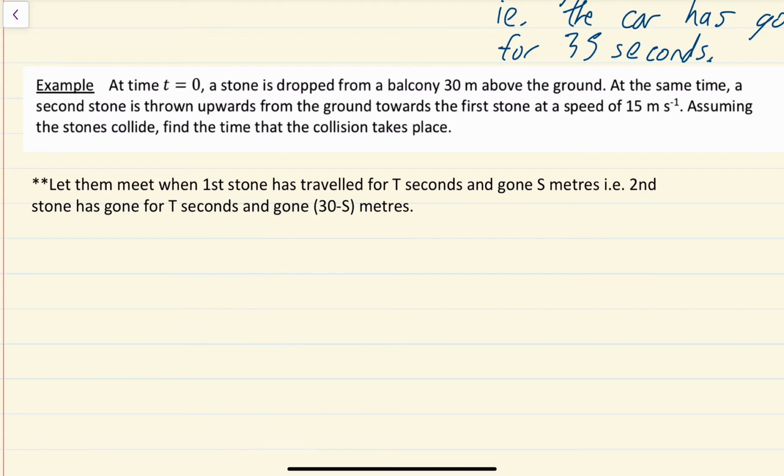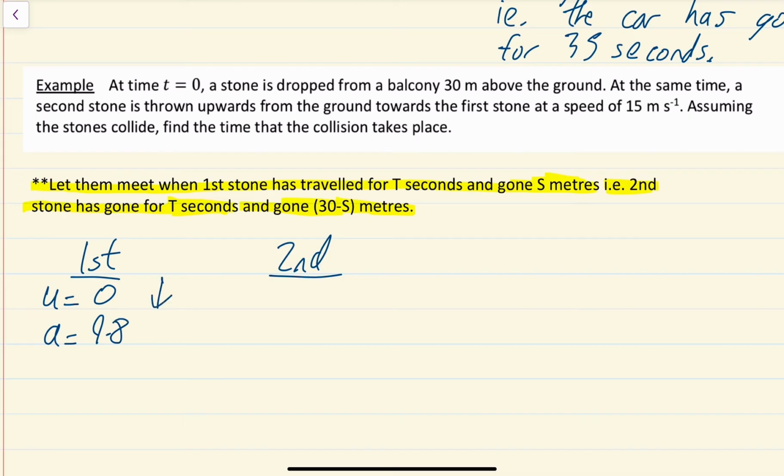So here we have said that they meet when the first stone, this is one you're dropping, has travelled t seconds and gone s metres, and the second stone has gone for the same time, because they're going at the same time, but for them to meet together, they have to cover 30 metres, so that's why its distance is 30 minus big S. So we can then just start this off and say we've got our first and we've got our second. So the first one, this is one I'm dropping. If you're dropping something, it goes at 0 as its initial velocity. Acceleration is due to gravity.